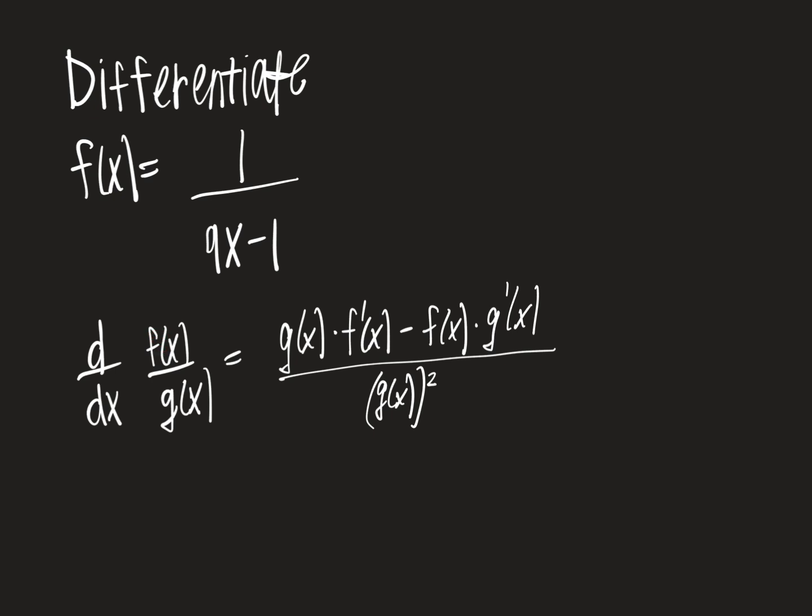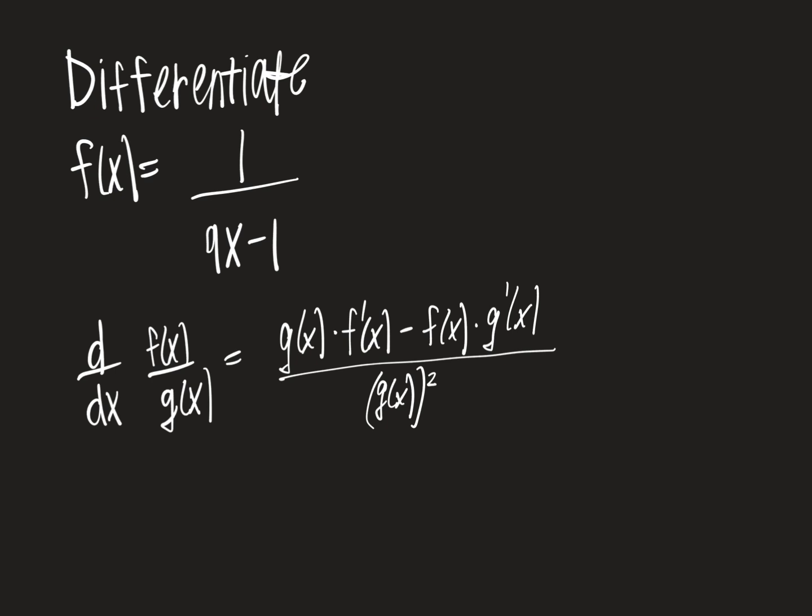So if you have an f of x divided by a g of x, that's just a numerator divided by a denominator. The rule goes, start with your denominator, then multiply by the derivative of the numerator, minus the numerator times the derivative of the denominator, all over the denominator squared.